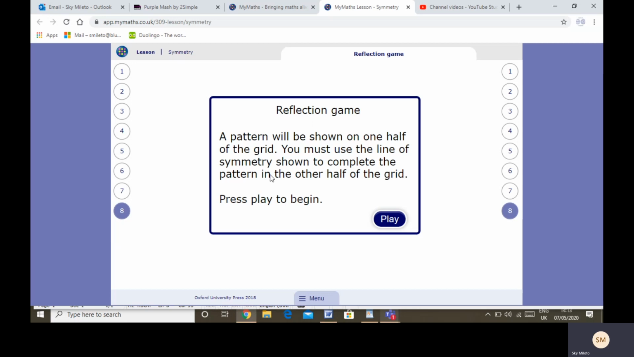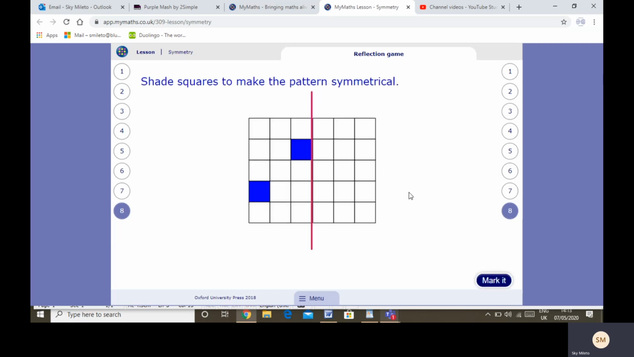Finally, you can have a go at the reflection game. A pattern you'll be given, okay, and you must use the line of symmetry to show the other one, just like you did a little bit then. That was a practice. This is the game. So you can have a look here. This one I can see is right by the pink line, so it must be here. This one I know it goes blue, white, white. So I must go white, blue, blue. White, white, blue, I mean, sorry.